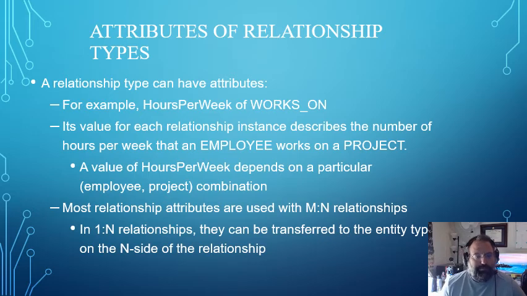Attributes of relationship types. A relationship type can have attributes. For example, hours per week on works on. This is essentially an attribute of being associated to a relationship. Its value for each relationship instance describes the number of hours per week that an employee works on a project. A value of hours per week depends upon a particular employee project combination. Most relationship attributes are used with a many-to-many relationship. In a one-to-n relationship, they can be transferred to the entity type on the n side of the relationship.